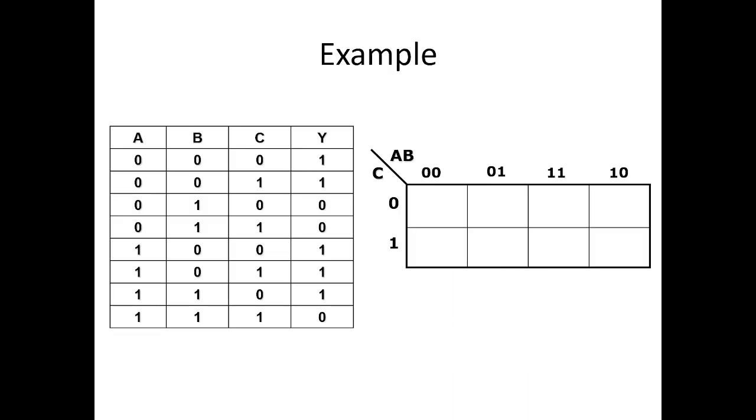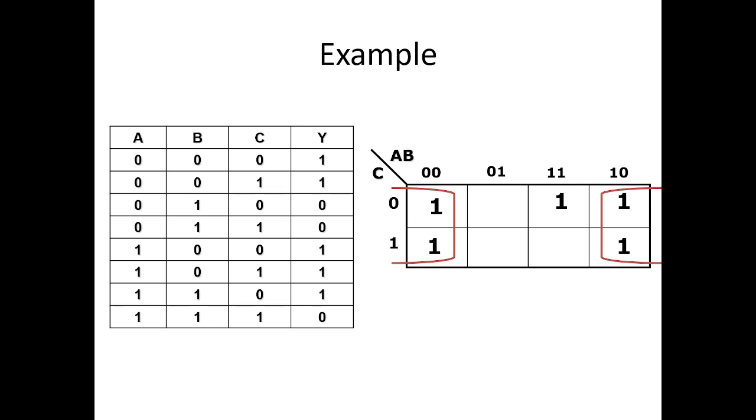Likewise we can convert any truth table or any expression into the form of a Karnaugh map. It can easily simplify the expression. Now we have another truth table with 3 variables, that is A B C. We can draw the K map for the Y value. For Y we have 5 ones. First we enter the 5 ones. Next we go for the mapping.